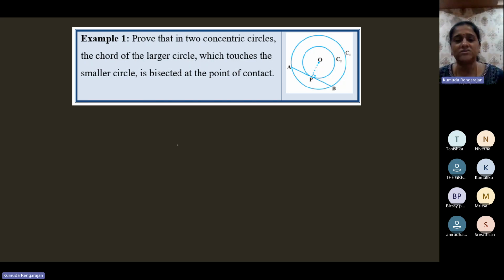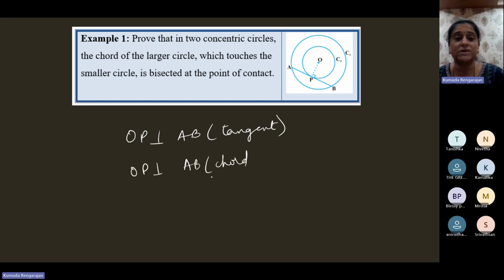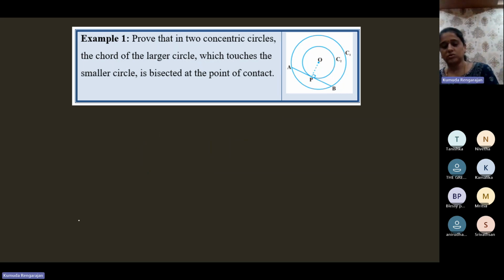So when it is a tangent to the inner circle, you have this result: OP is perpendicular to AB. Now treat AB as a tangent. OP is perpendicular to AB when AB is a tangent. Now treat AB as a chord. OP is perpendicular to the chord AB. So the perpendicular from the center to the chord bisects the chord, theorem. So PA is equal to PB. You can do it in these two ways.